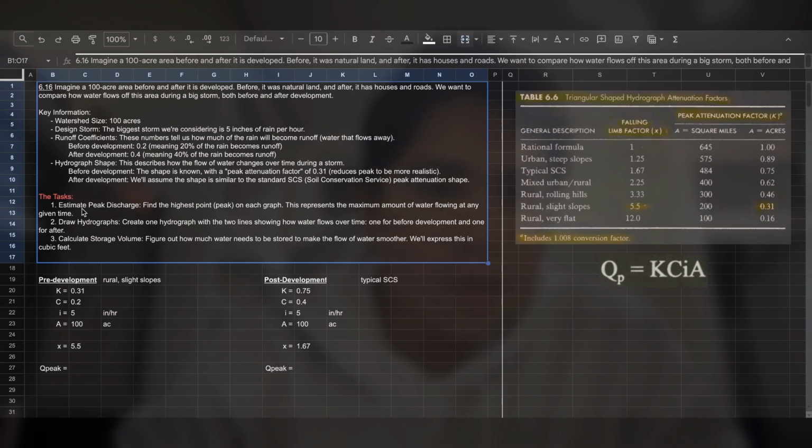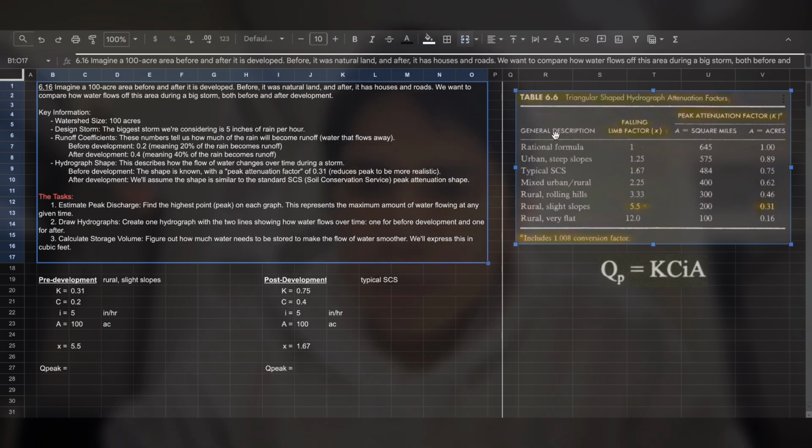What we need to do, first, we need to estimate the peak discharge. Second, we need to draw hydrographs for before and after. And then third, calculate the storage volume. Now, peak attenuations, what is that? Let's look at table 6.6.